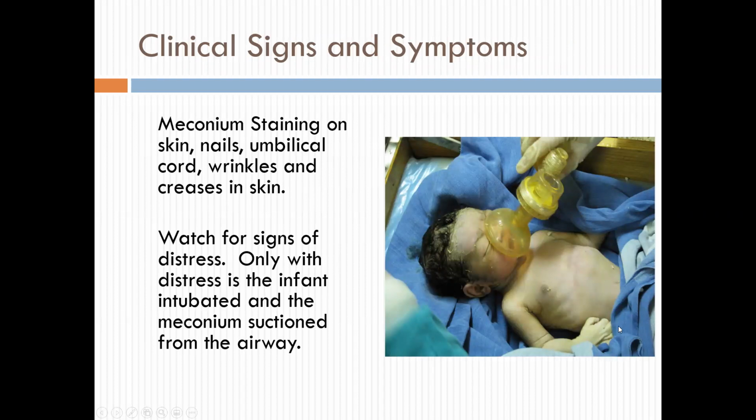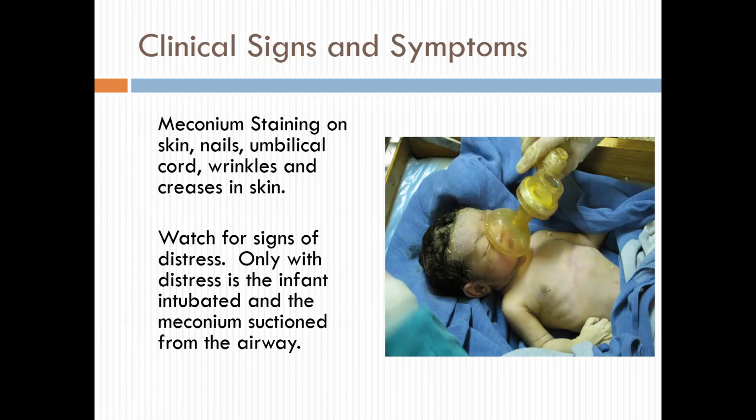The clinical signs and symptoms: if you see meconium staining on the skin, nails, umbilical cord, wrinkles, and creases in the skin, and green tinged secretions, that's meconium in the amniotic fluid. I don't know if they know this, but I don't think that valve opens with spontaneous breathing. I think you need to be pushing air. Or maybe, I don't know, let's not guess what they're doing. It says, watch for signs of distress. Only with distress is the infant intubated and the meconium suctioned from the airway.